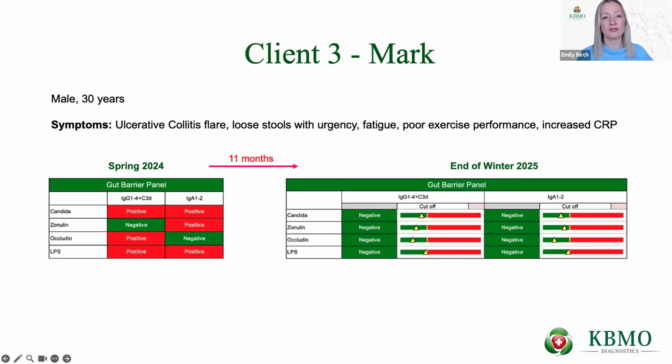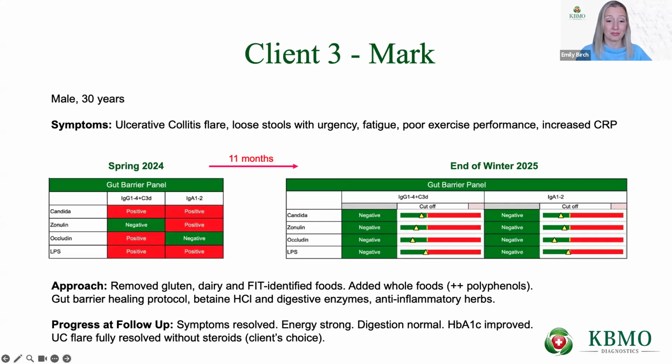Very often this level of gut barrier dysfunction, as you can see in Mark here, this level of leaky gut, if you will, doesn't happen overnight. It just doesn't happen overnight. And therefore, as with a lot of other things, and you're well versed in this, I know, it can take a little while to fully turn back around as well. And so 11 months later, he was in a much, much better position.